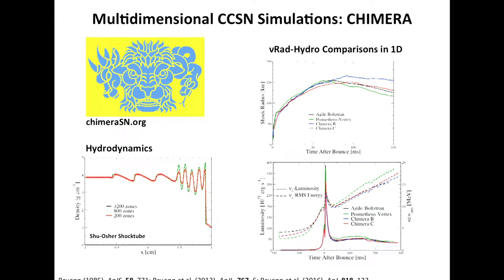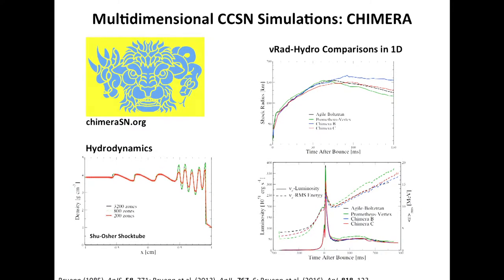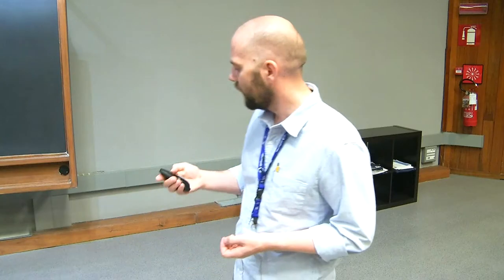For hydro, just some tests showing decent capturing of shock and entropy wave interactions, and a comparison with the Boltzmann code of the shock radius versus time after bounce, and some neutrino quantities. So this approximation is reasonable. In 2D simulations, we run simulations in axial symmetry across a range of progenitors, and we see neutrino-driven explosions in all these models. The neutrino-driven explosions are initiated here, comparing 1D shock trajectories and 2D shock trajectories. This is about the time when fluid instabilities become nonlinear, and this aids in the development of explosions.